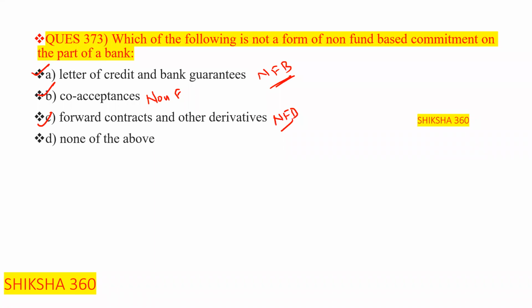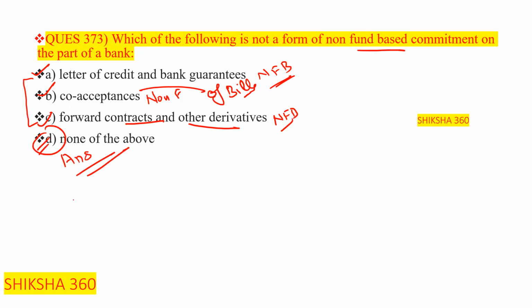That's why I will discuss in the form of question. Letter of credit, bank guarantee, co-acceptances of the bills. Or you can see in the examination they will also write co-acceptances of the bills, or forward contract and other derivatives. All are to be considered under the non-fund based. So option number D is the answer here.